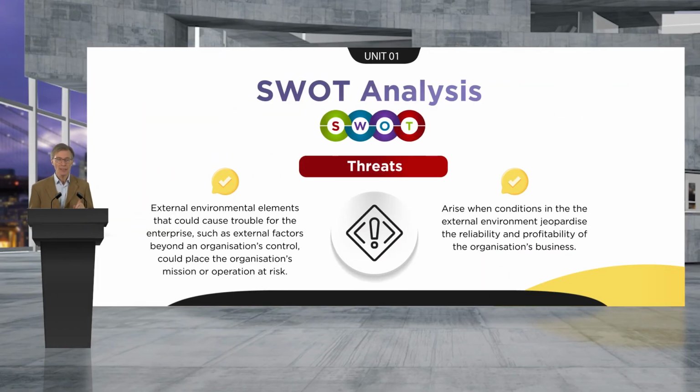Threats include the external elements in the environment that could cause trouble for the enterprise, such as external factors beyond an organization's control, which could include placing the organization's mission or operation at risk. They arise when conditions in external environments jeopardize the reliability and profitability of the organization's business.